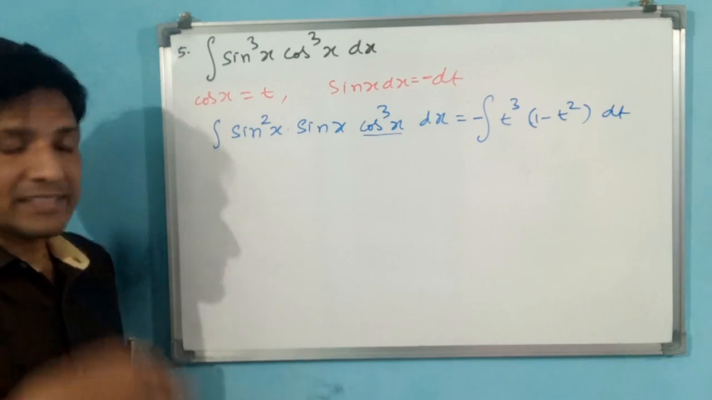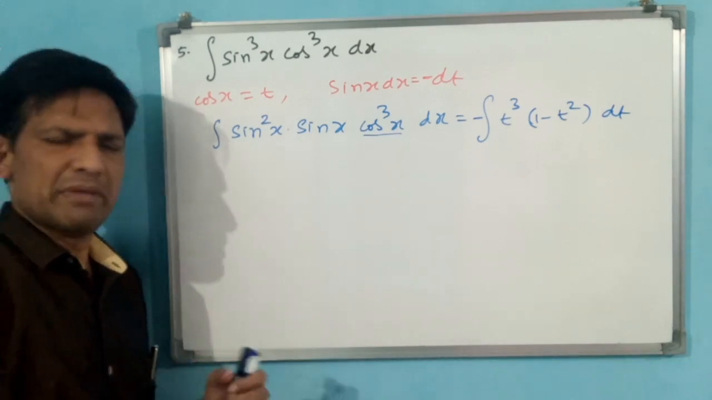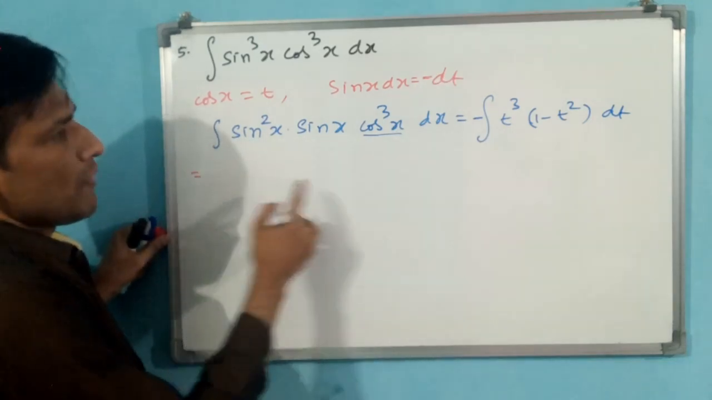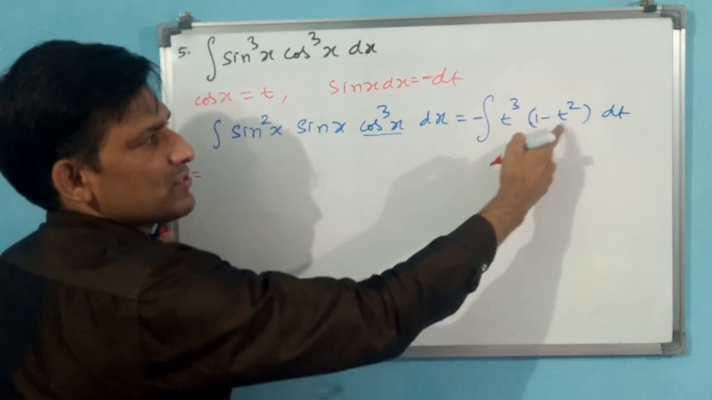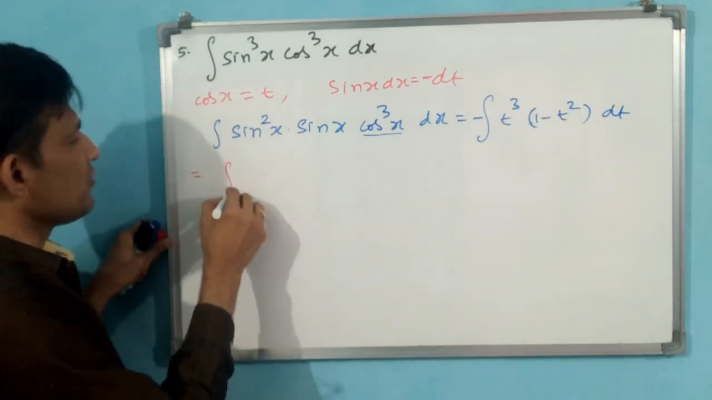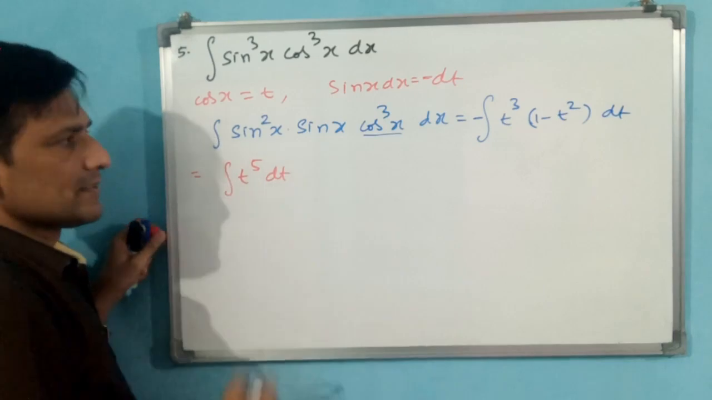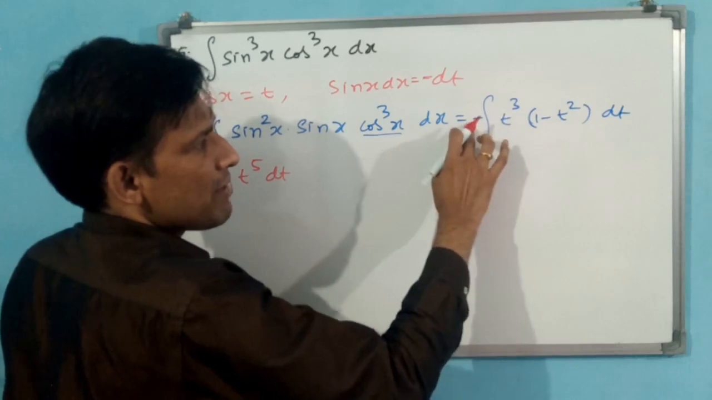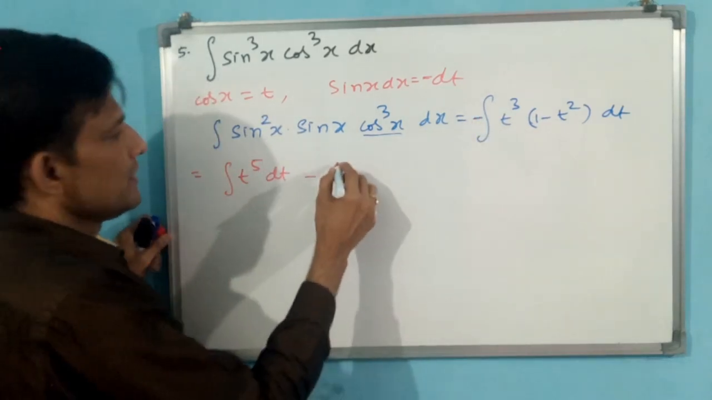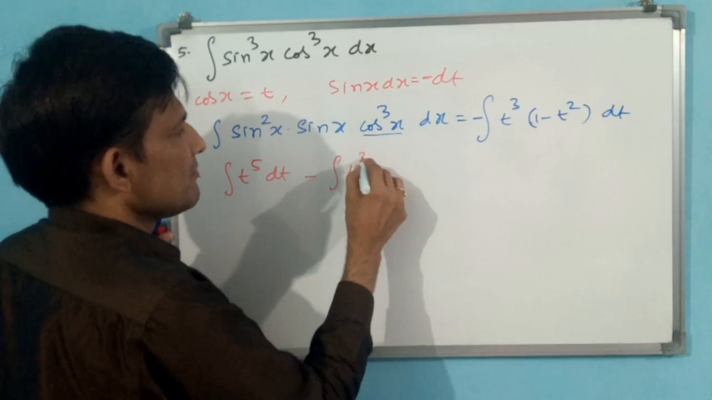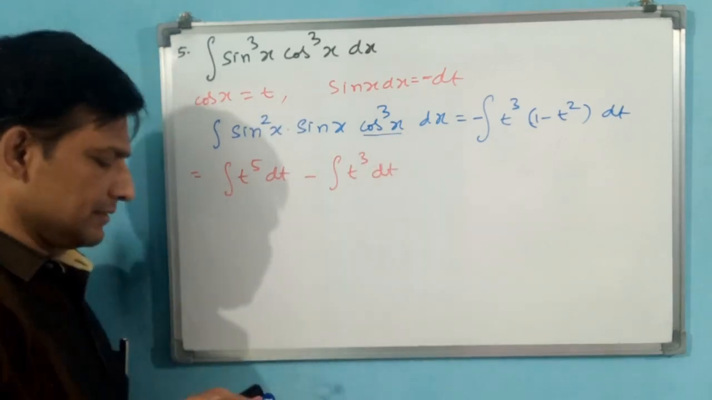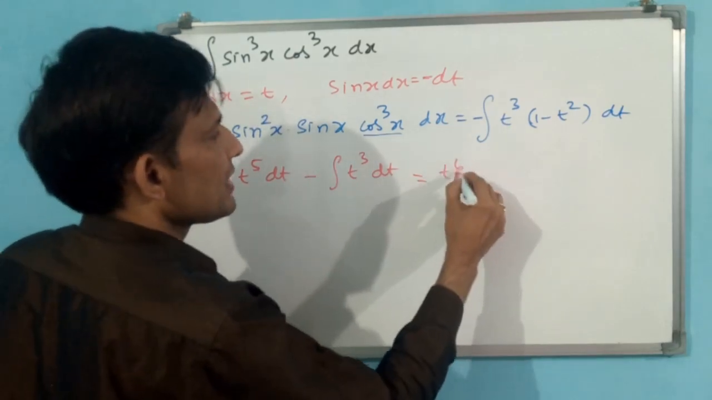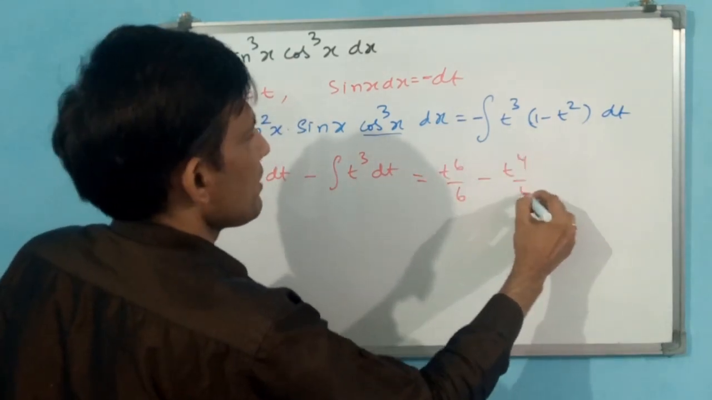Like this you do. This is easy, rather than going by that sin 3a, cos 3a formula and making it bigger. This is simpler. Now you see, minus is there: minus of t cube minus t to the power of 5. Minus and minus is plus, so minus t cube into 1 is t cube, dt. That's all. Now you perform the integration: t to the power of 6 by 6 minus t to the power of 4 by 4, plus c.